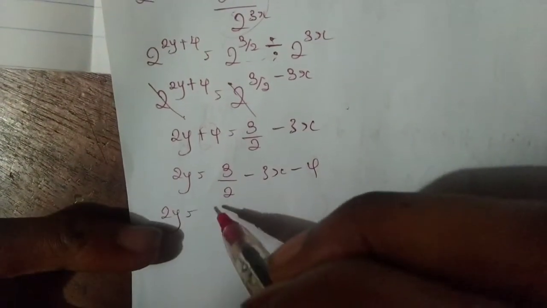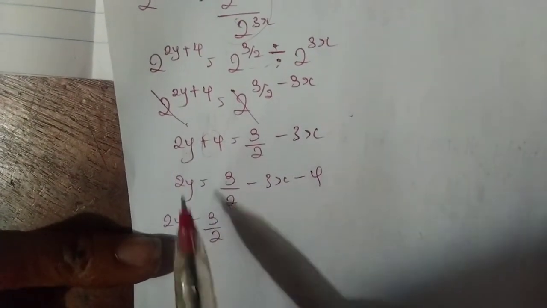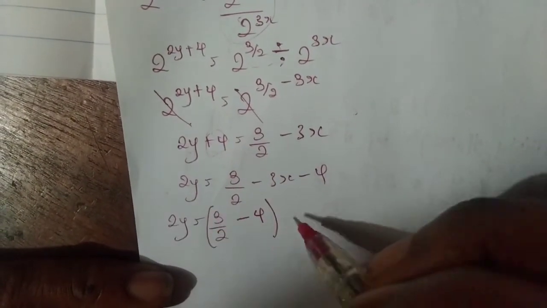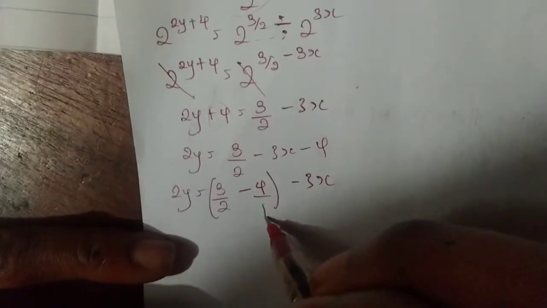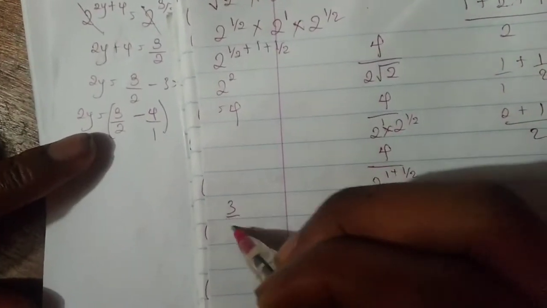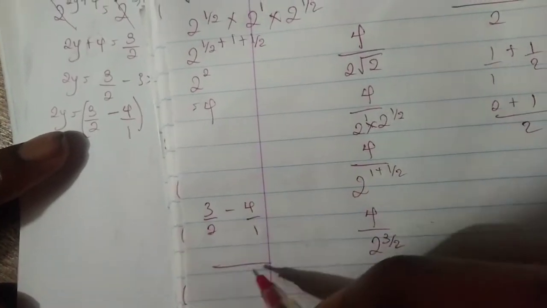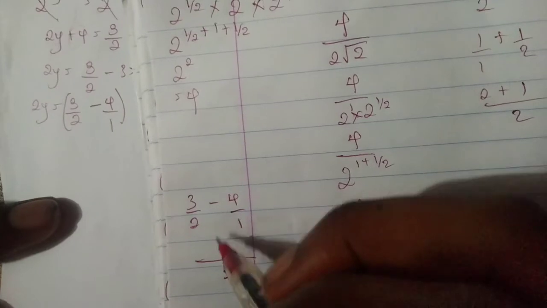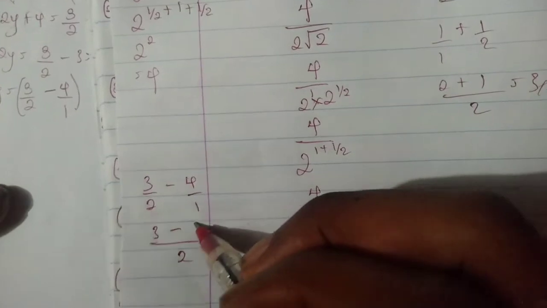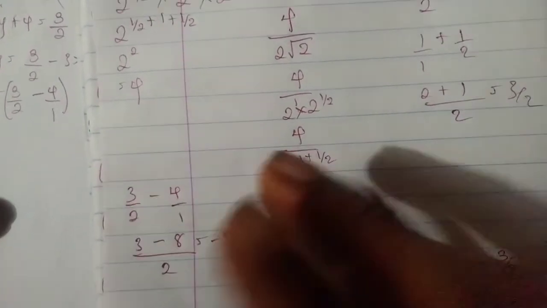You have y is equal to 3 over 2 minus 2, minus 3x. We're making y the subject of the formula, just in case you don't understand what we're doing. So we find the fraction of this. Let's do it in our rough note. Let's subtract the fractions. We have 3 over 2 minus 2 over 1. LCM is 2. 2 divided by 2 is 1, 1 times 3 is 3, minus 1 divided by 2 is 2, 2 times 2 is 4. This equals minus 1 over 2.